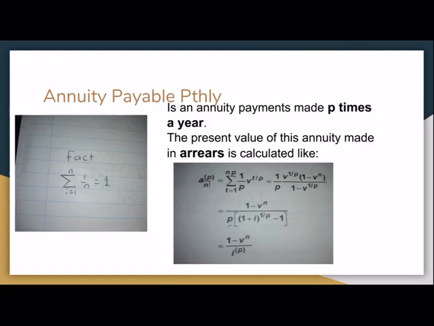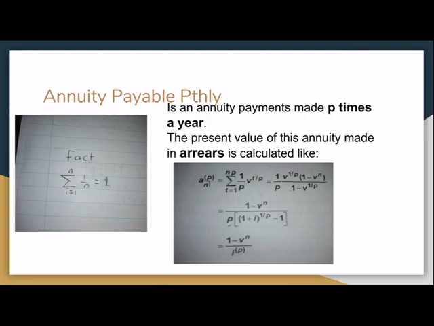So here we are. Annuity payable pthly. I will not prove this formula on my own, so you can look at this, consult your textbook, or do it yourself. But before I do it, I want you to look at the fact which is on the left. As you can see, when you have the sum of values 1 over n, n times, you will end up with 1. This is very important for you to understand what is going on here.